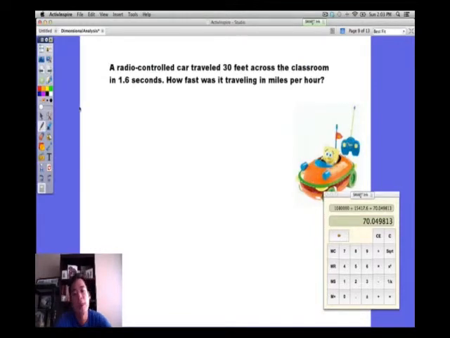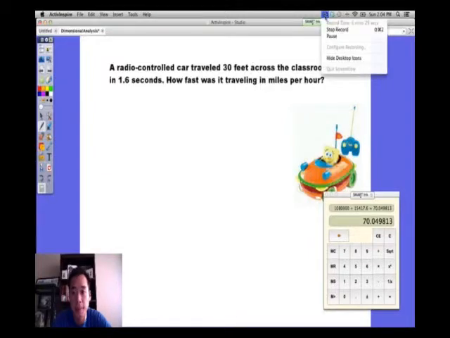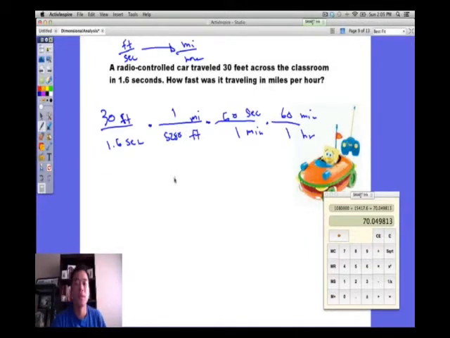Here's the next one. A radio-controlled car traveled 300 feet across the classroom in 1.6 seconds. How fast is it traveling in miles per hour? This is exactly the same setup as the last one. So go ahead, pause the video and set it up, and when you push play, you'll see my example, and hopefully we're on the right track. So good luck.